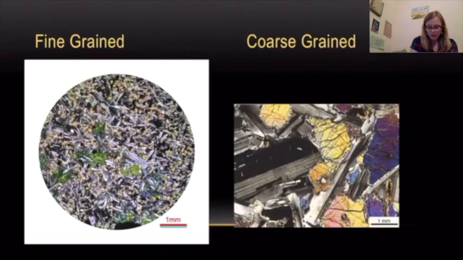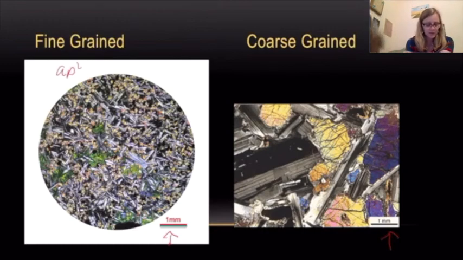So to be able to compare these two, did I make that animation? There we go. I want you to notice that both of these pictures are at the same scale. Look at the 1 millimeter here and the 1 millimeter over here. Over here we've got fine-grained aphanitic crystals. So these are aphanitic. And these are phaneritic crystals on the right. Look at that 1 millimeter. It's exactly the same on both sides.